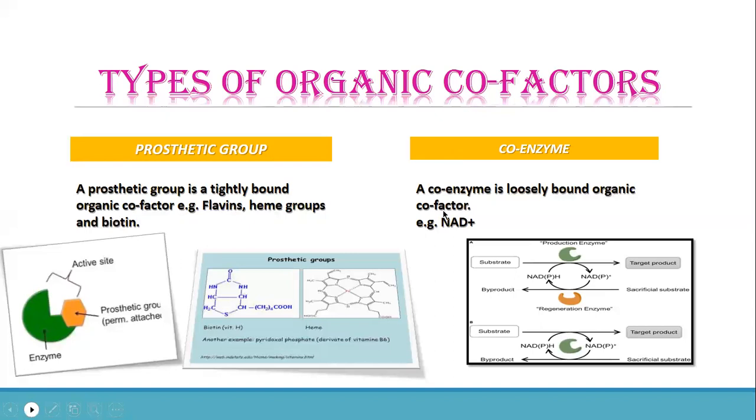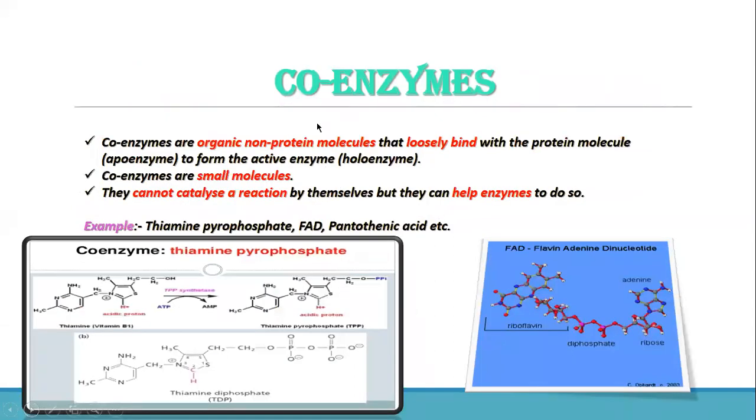Coenzymes. Coenzymes are organic non-protein molecules that loosely bind with a protein molecule, that is the apoenzyme, to form the active enzyme. Coenzymes are small molecules. They cannot catalyze a reaction by themselves, but they can help enzymes to do so. Example, FAD.